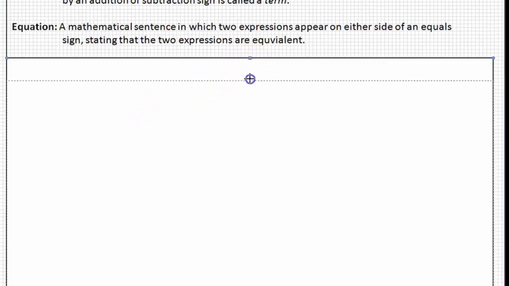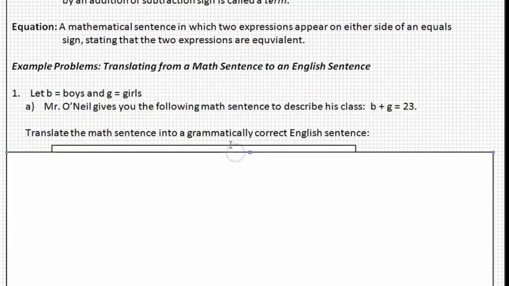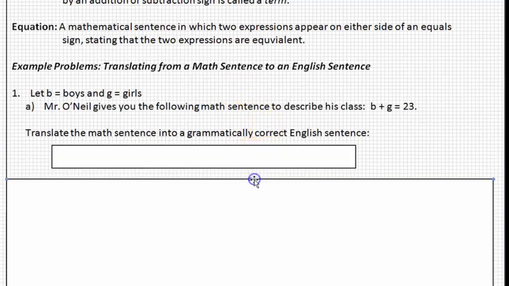So we're going to start off with a couple of examples here, where you are translating from a math sentence into an English sentence, meaning write it out in words what it means. So we're starting off with what is referred to as a let statement, in which we're simply stating what variables we're using and what we want them to represent. So I have let B equal boys and G equal girls. Mr. O'Neill gives you the following math sentence to describe his class. He says B plus G equals 23.